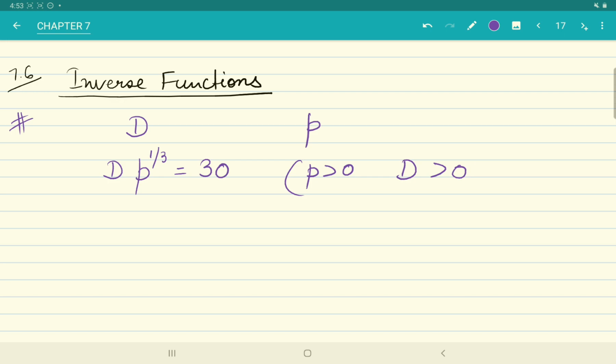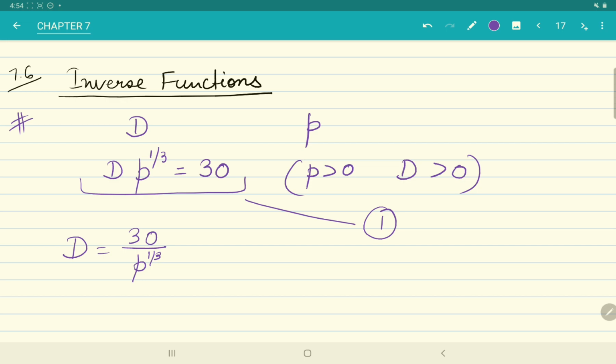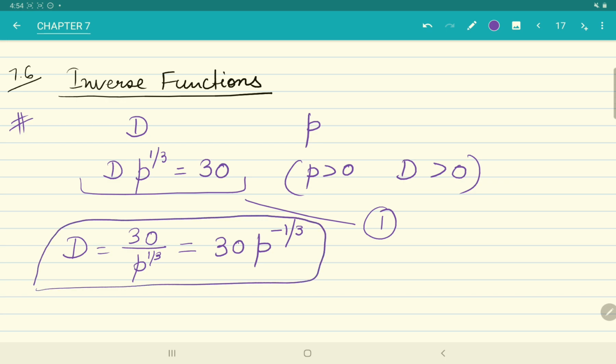Now, let's call this equation 1, and let's try to solve this equation for D. And when we do that, we get D equal to 30 divided by P raised to the power 1/3. I can write that as 30 times P raised to the power minus 1/3. This equation tells us directly the demand D corresponding to a given price P.